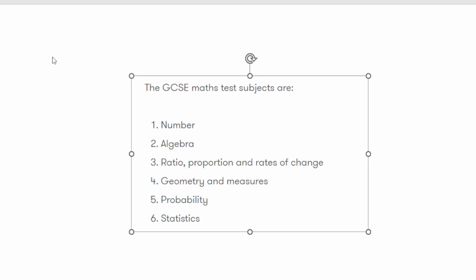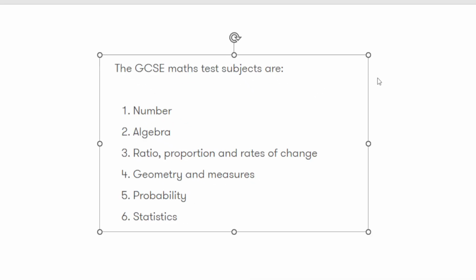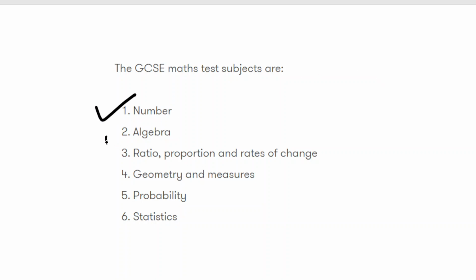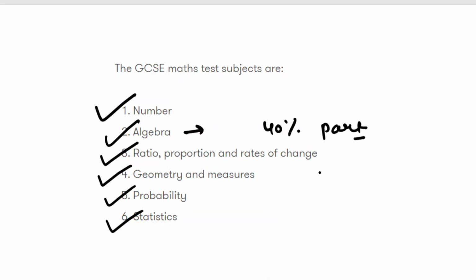Now, in every GCSE paper, there are only 6 maths subjects, which are these: number, algebra, ratio, proportion and rate of change, geometry and measures, probability and statistics. Algebra takes up to 40% of the whole paper. That was some extra knowledge.